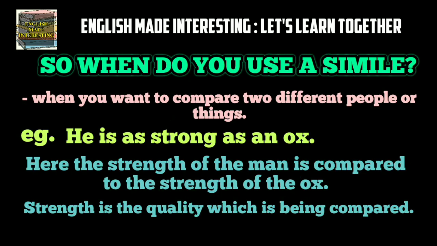So when do you use a simile? To compare two different people or things with a common quality. It is used while speaking or writing to make the description clearer. Example: he is as strong as an ox. Here the strength of the man is compared to the strength of the ox. Strength is a quality which is being compared.